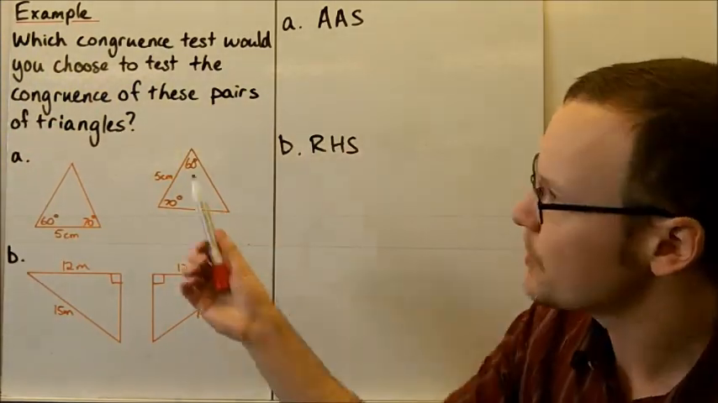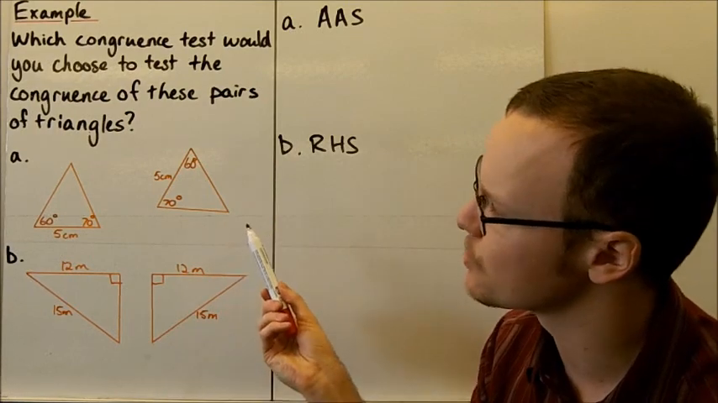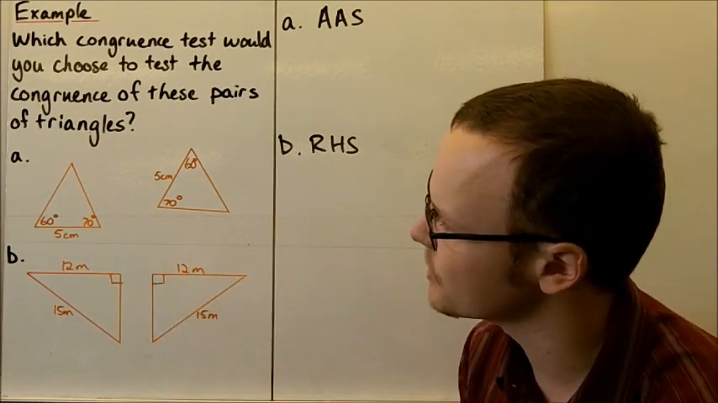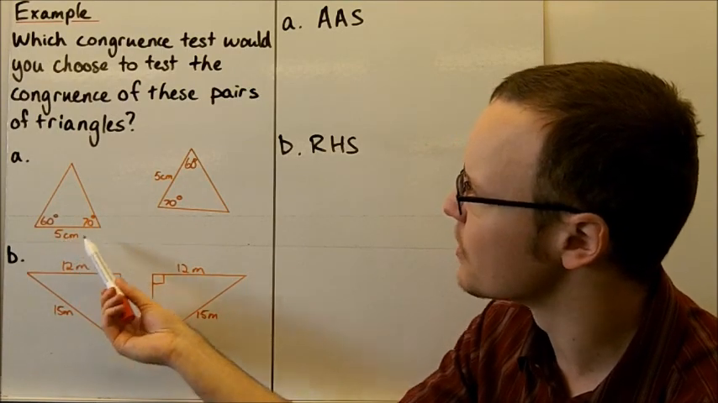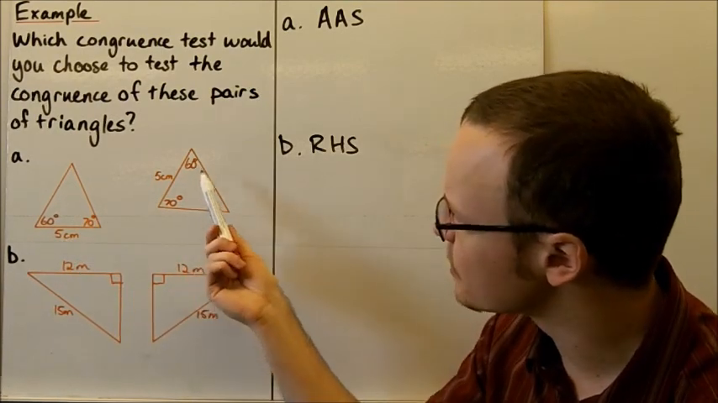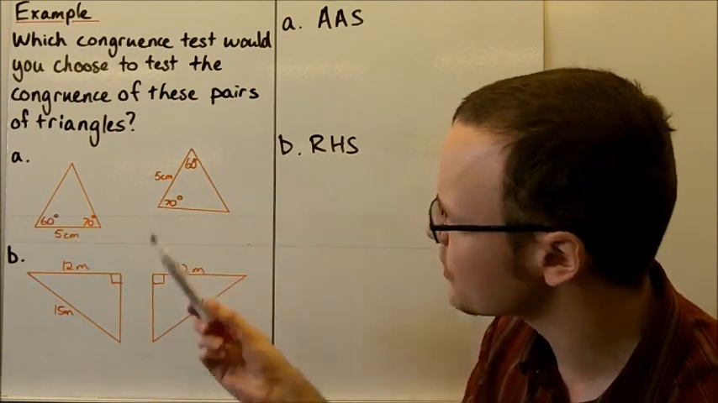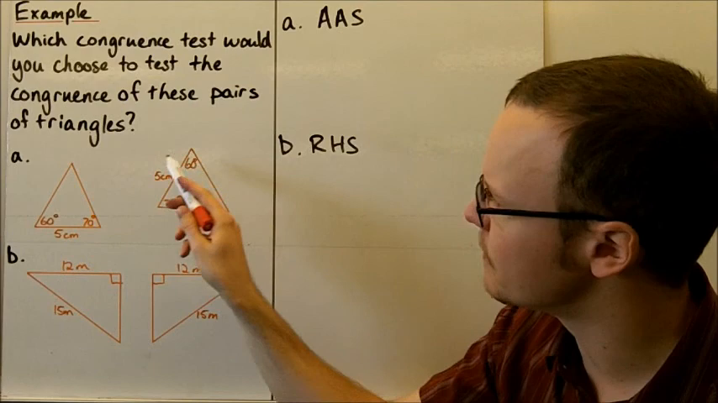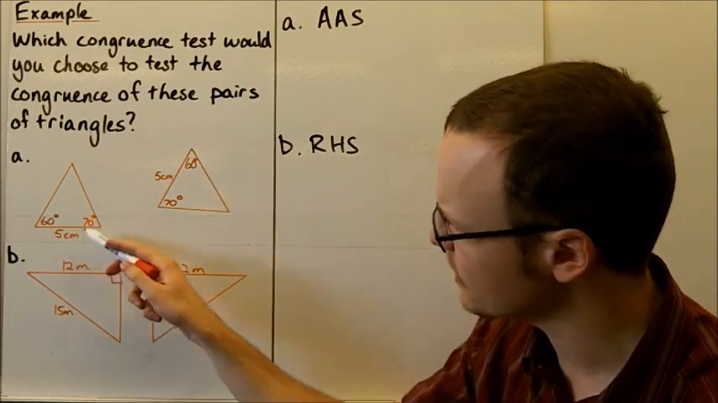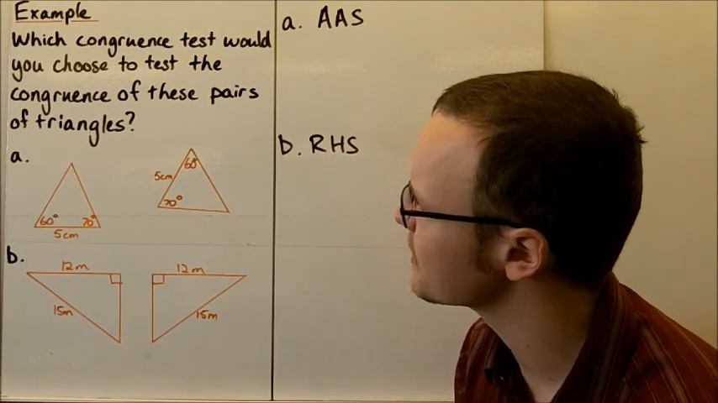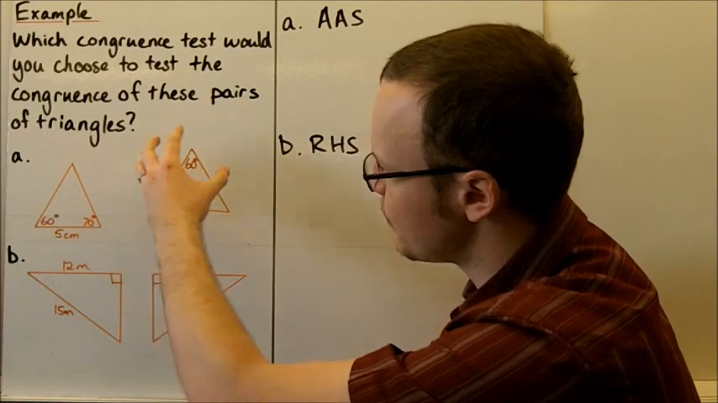So let's have a look at an example. Which congruence test would you choose to test the congruence of these pairs of triangles? Here we've got a pair of triangles. We've got two angles and a side in the middle of them. This is 60 degrees here, 70 degrees, 60 degrees, 70 degrees. These two angles correspond, these two angles correspond, and this side corresponds. If this is a congruent triangle, it would have been rotated around.